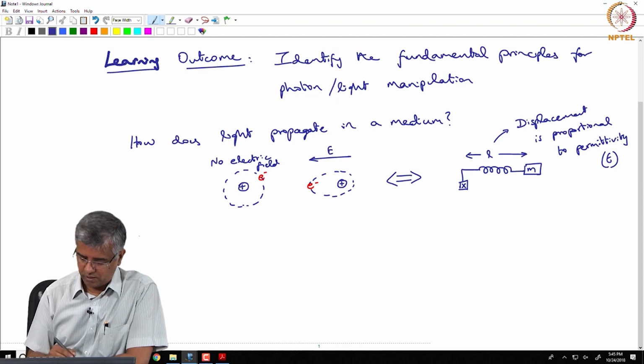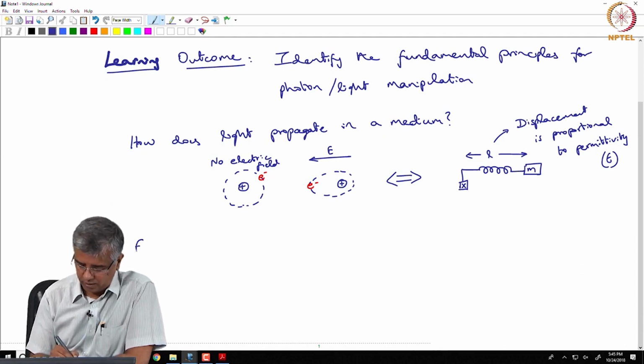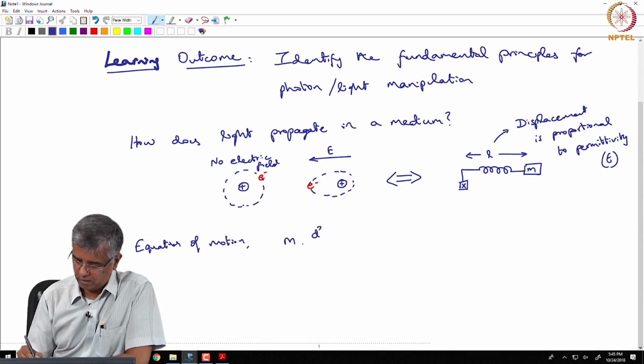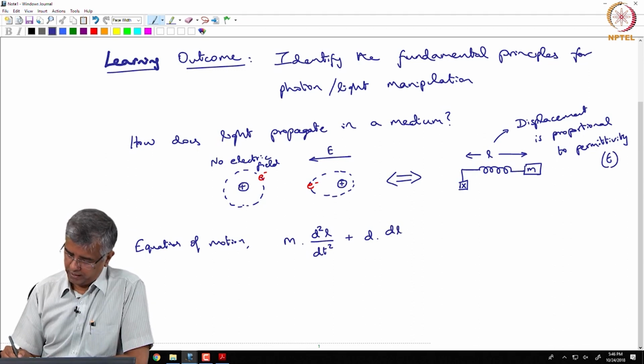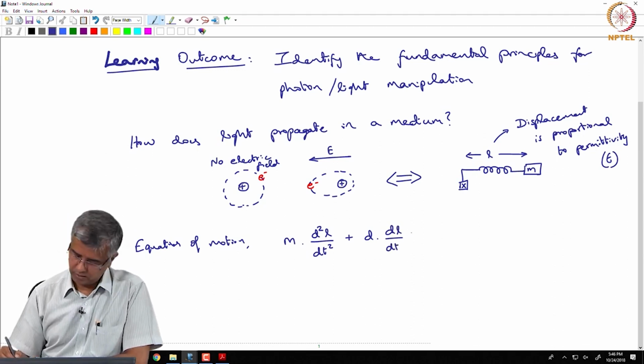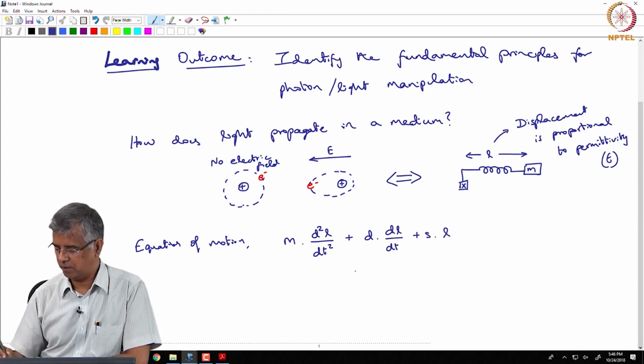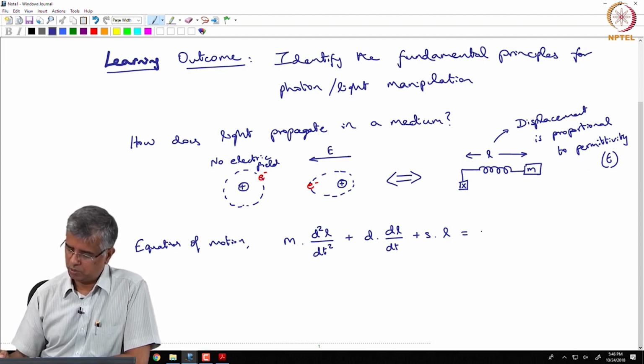One of the things that we know as far as a model like this, where we have a mass connected to a fixed point through a spring, is that the displacement is governed by the equation of motion, and the equation of motion says that the mass multiplied by the acceleration plus d, which is the damping coefficient, multiplied by dL over dt, plus S, which is the spring constant, multiplied by L, is equal to the excitation.